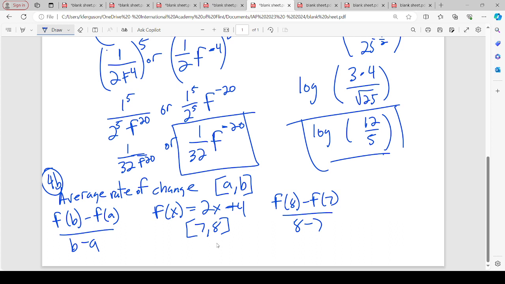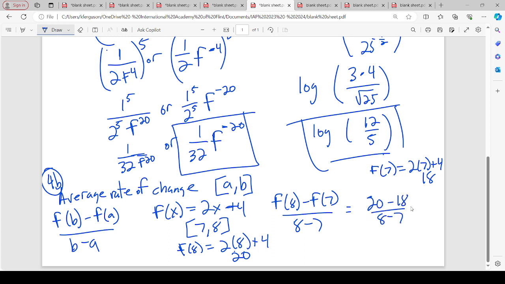But for this thing, I'm going to have f of 8, which is 2 times 8 plus 4. All I did was replace x with 8. And what's 2 times 8 plus 4? 2 times 8 is 16, 16 plus 4 is 20. And so now I got f of 7. That's 2 times 7 plus 4. What's 2 times 7? 14 plus 4, 18. So I'm going to have 20 minus 18 divided by 8 minus 7. That's 2.